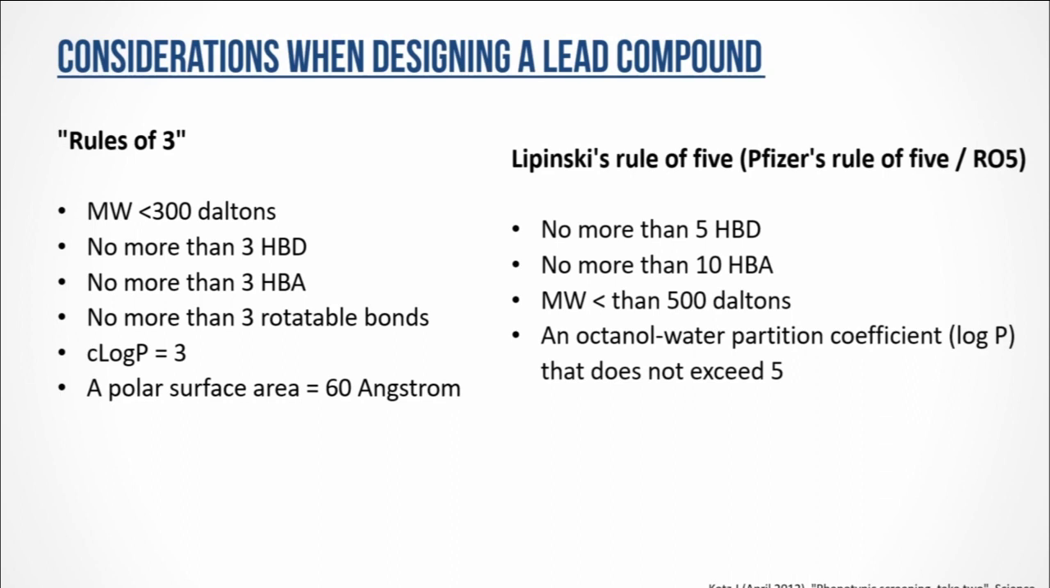And another rule is Lipinski's rule of 5. We don't want it to have more than 5 hydrogen bond donors, no more than 10 hydrogen bond acceptors. The molecular weight should be less than 500 Daltons. And again, how much it likes water, we should not have it exceed more than 5. And generally, these are for chemical or modified lead compounds. Now we have to follow this set of rules.